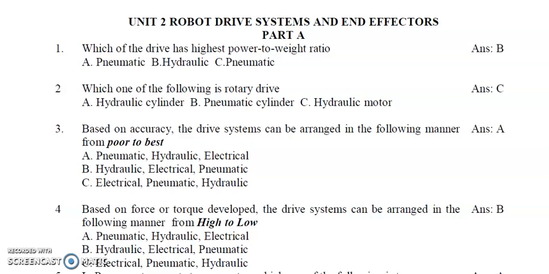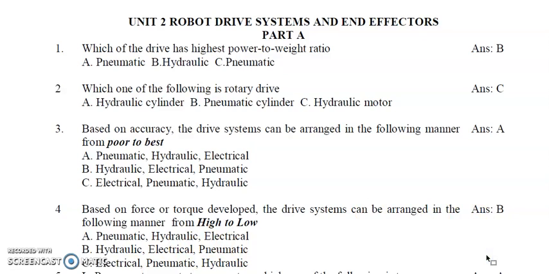Question number 2. Which one of the following is rotary drive? A. Hydraulic cylinder, B. Pneumatic cylinder, C. Hydraulic motor. So the answer is C, hydraulic motor. The cylinders are linear drives, either hydraulic or pneumatic. By providing the pressure, the cylinders are going to reciprocate, so they are called linear drives. The rotary drives are motors. So in this case, C is the correct answer.